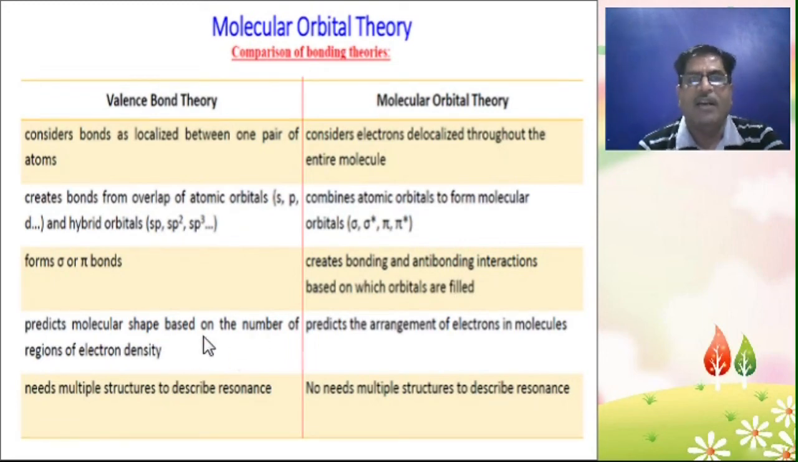VBT predicts molecular shape based on the number of regions of electron density, and MOT predicts the arrangement of electrons in the molecule. And the last difference: VBT needs multiple structures to describe resonance, but there is no need for multiple structures to describe resonance in molecular orbital theory.